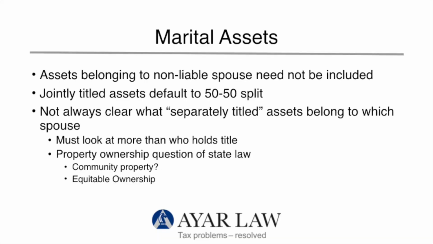However, if you have a jointly titled asset, the default rule is they split the interest 50-50 unless you can show who put in more money and you can come up with some other method to allocate the asset among the parties. Any jointly held asset will be 50-50.